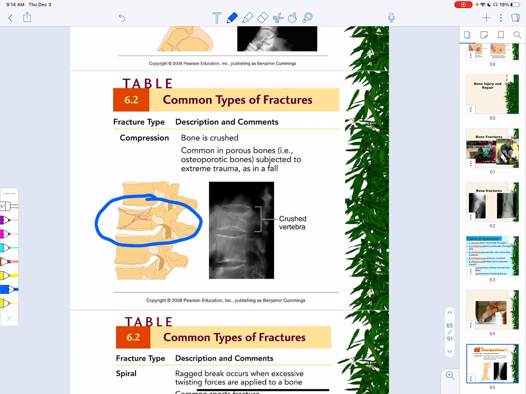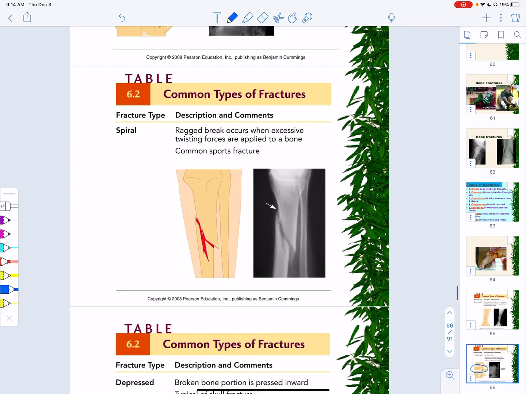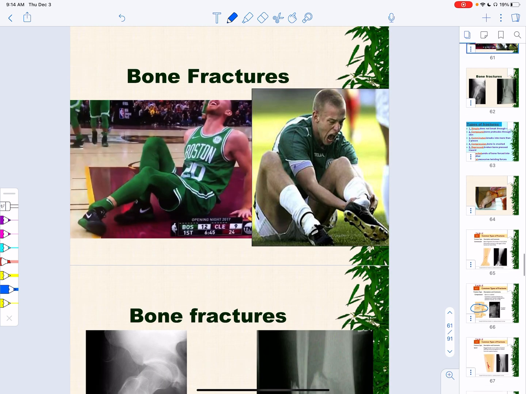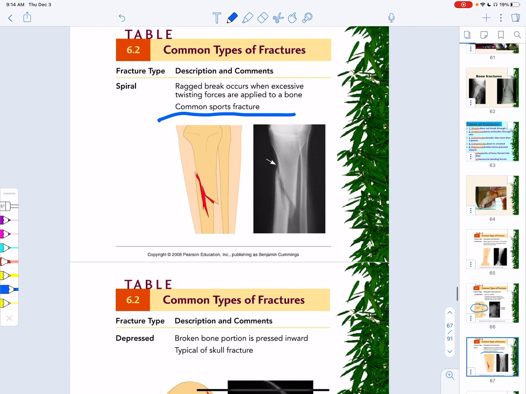This is what happened to my friend when she was skydiving and hit the ground too hard. Then we have spiral fractures. Spiral fractures come from a twisting motion. If I go back up and think about those gentlemen that we saw at the very beginning, they most likely suffered from spiral fractures. So this is a common sports fracture and one that we see quite often.